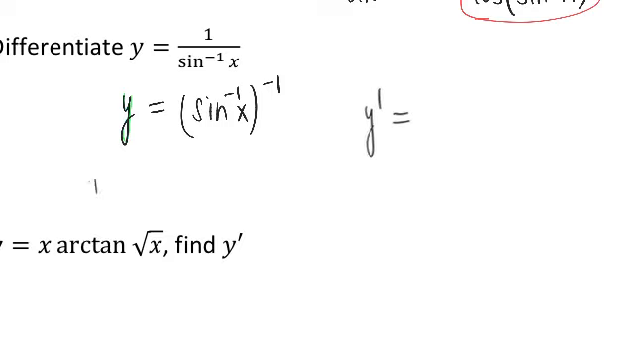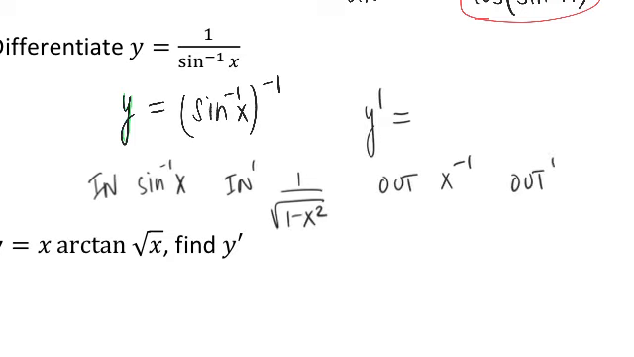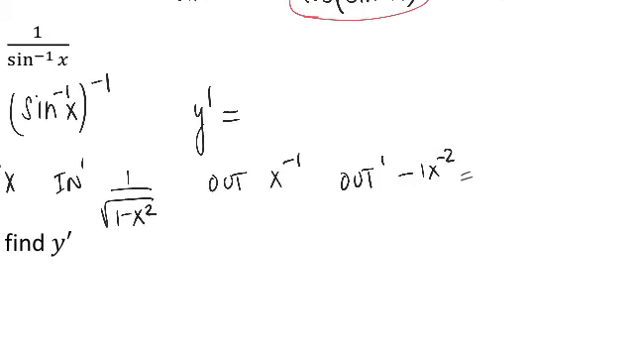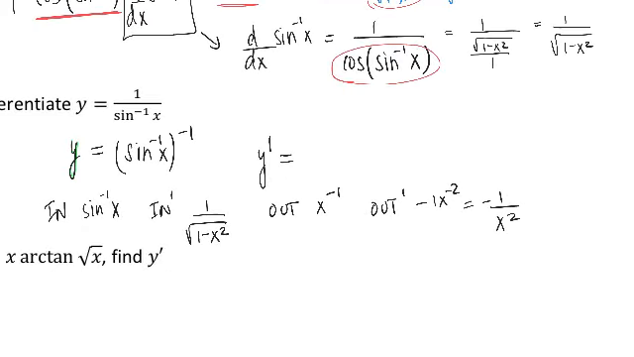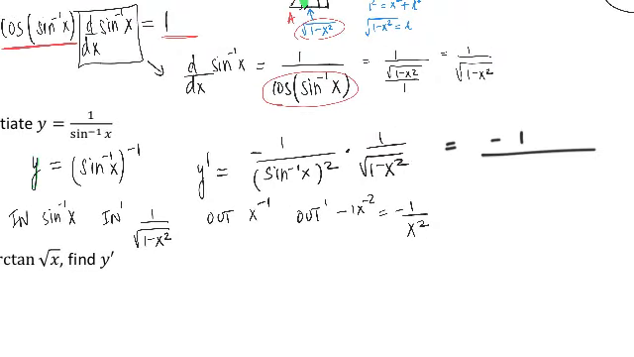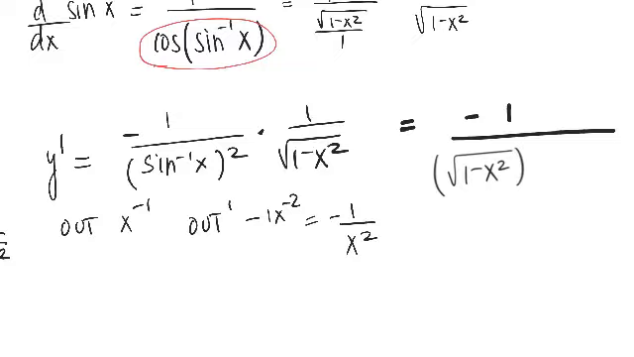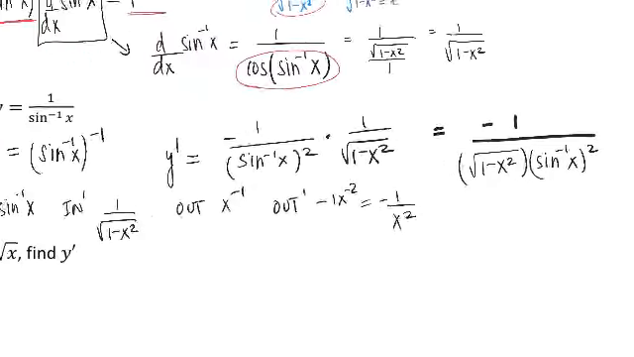So y prime: our inside function is sine inverse of x, and in prime is our new formula, and our outside function is x to the negative 1, and out prime is negative 1 x to the negative 2, which I like to write as negative 1 over x squared. It's just easier to handle that way. Then out prime of in gives negative 1 over sine inverse of x, the quantity squared, times in prime, which is 1 over rad 1 minus x squared. Combining those two fractions, it's negative 1 over rad 1 minus x squared times sine inverse of x, the quantity squared.